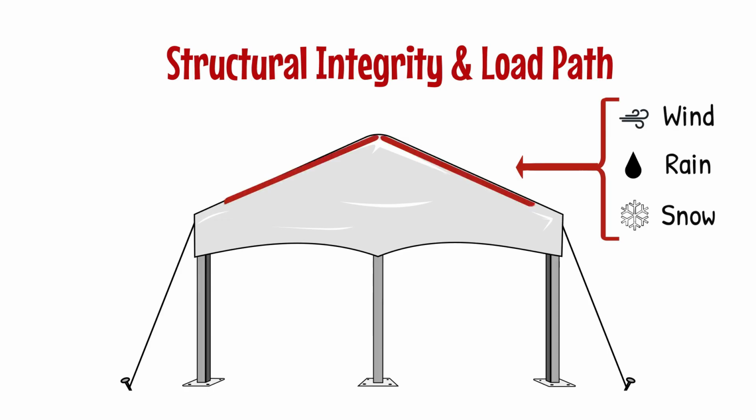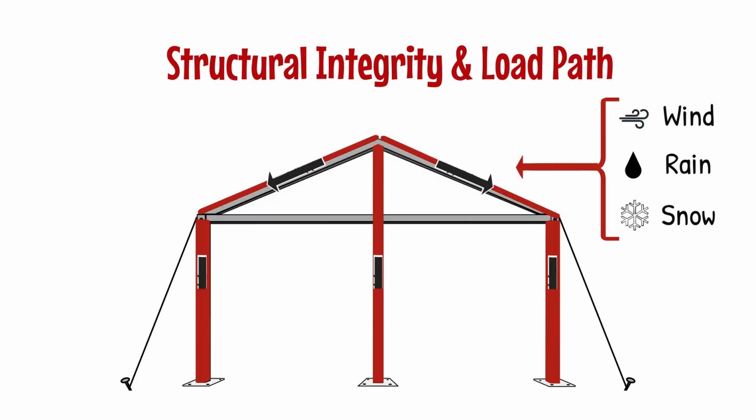Wind contacts the membrane surface. It then transfers to the beams. The beams transfer the load to the posts with the lateral bracing systems providing stability. The load then transfers to the anchoring system and finally transfers to the ground. An incomplete load path or a failure in any component of the load path can result in catastrophic failure.